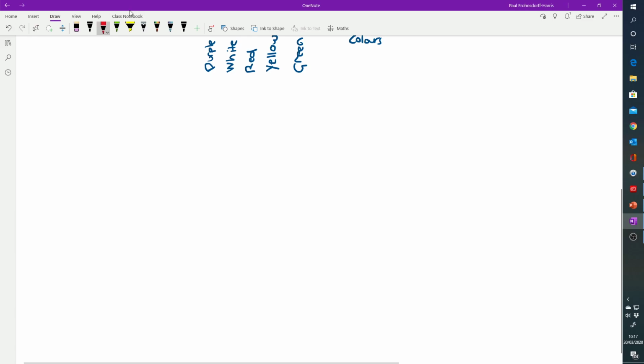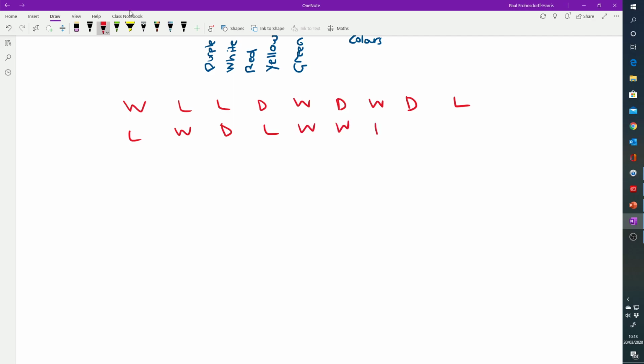So we could have win, lose, lose, draw. Win, draw, win, draw. Lose, lose, win, draw. Lose, win, win, draw. Lose, lose, lose. Win, draw, win, draw. Lose, lose, win, win. This is a bit like my football team, Watford. Not many wins, but maybe a couple.